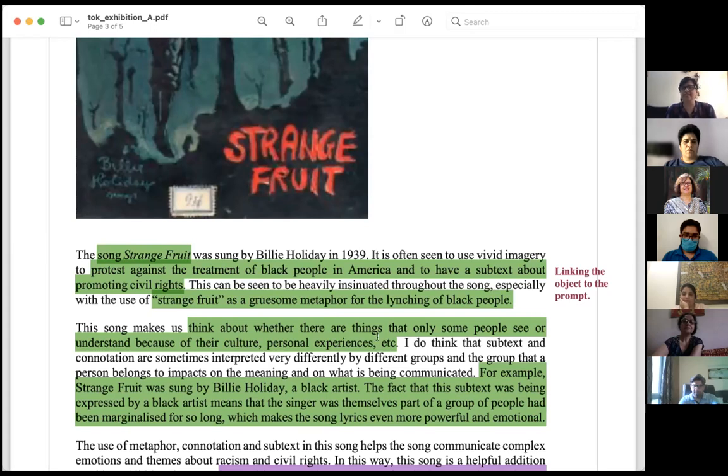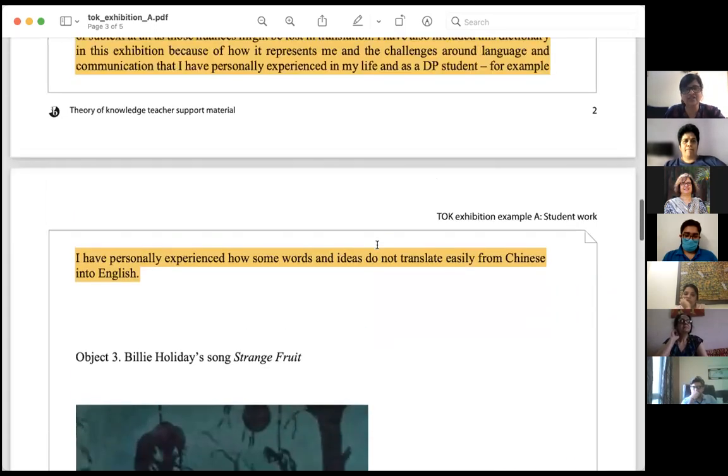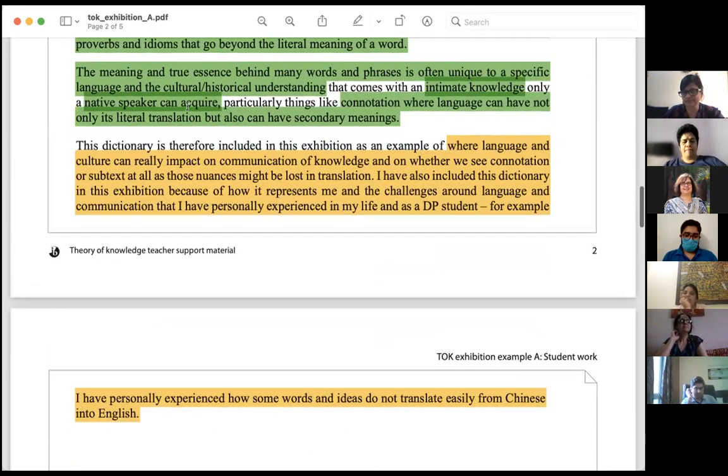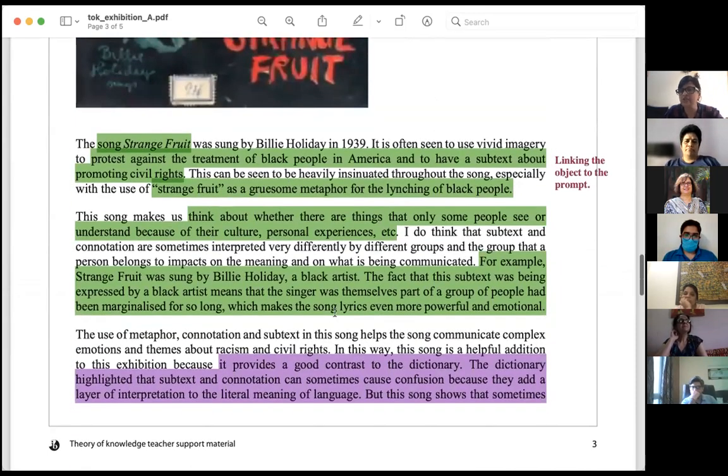Again, what the student has done is clearly link the object to the prompt. See, the whole organizational style is similar. This song makes us think about whether there are things that only some people see or understand because of their culture, personal experiences, etc. So now, can you see the student is making certain links that the student has said here, and bringing in a new angle to the whole knowledge coming out of it.